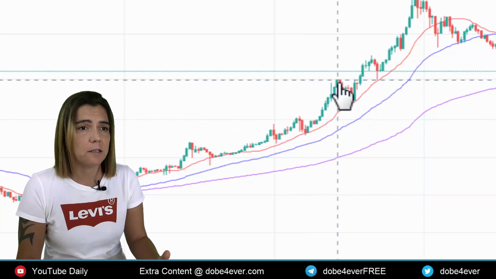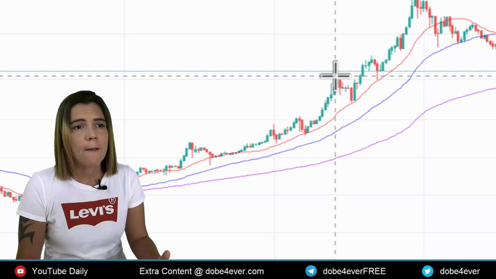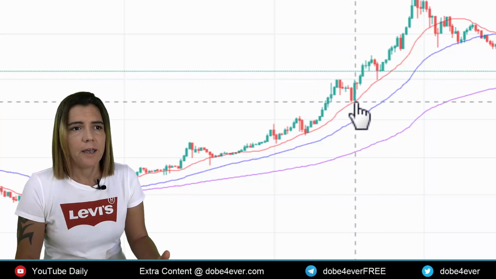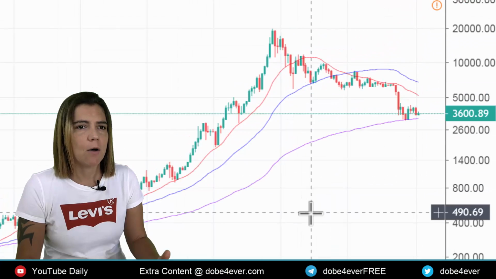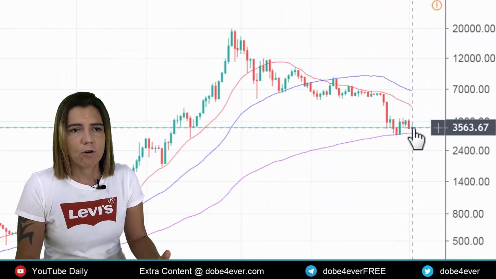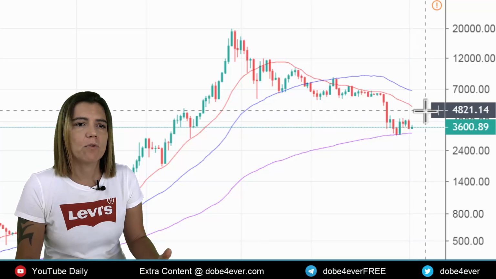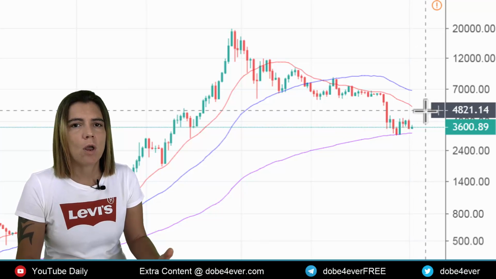Here, super extended at the $3,000 level, and boom, it took 2 months, or 1 month and a half, but it went and touched it. So the same thing could happen now. It could take 1 month, 2, whatever long it takes, but I expect this to go and revisit the 20-week moving average before getting heavily rejected again.